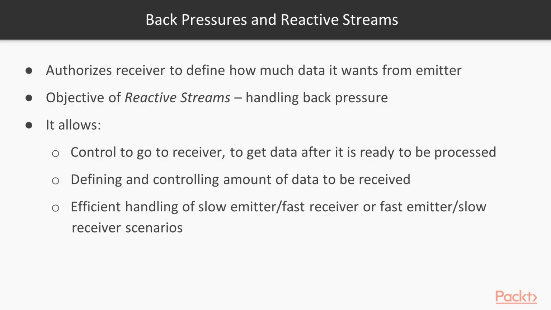After that, let's see backpressure and reactive streams. Backpressure is a mechanism that authorizes the receiver to define how much data it wants from the emitter, the data provider. The main objective of reactive streams is all about handling backpressure. It allows the control to go to the receiver to get data after it is ready to be processed, defining and controlling the amount of data to be received. Efficient handling of the slow emitter, fast receiver, or fast emitter, slow receiver scenarios.